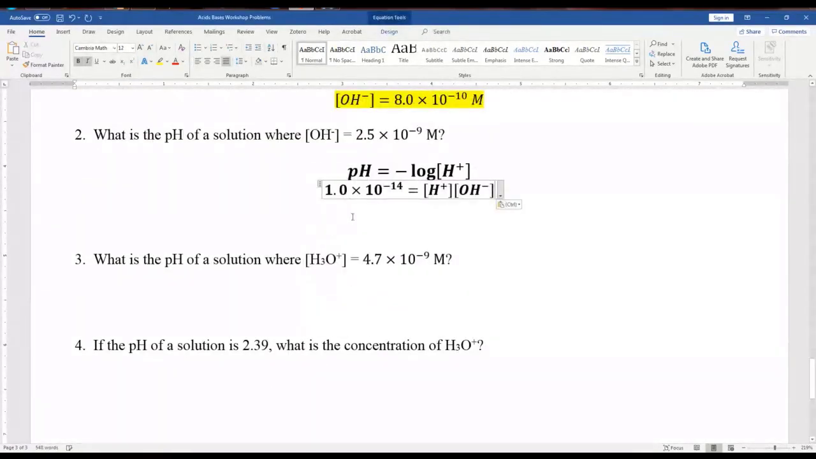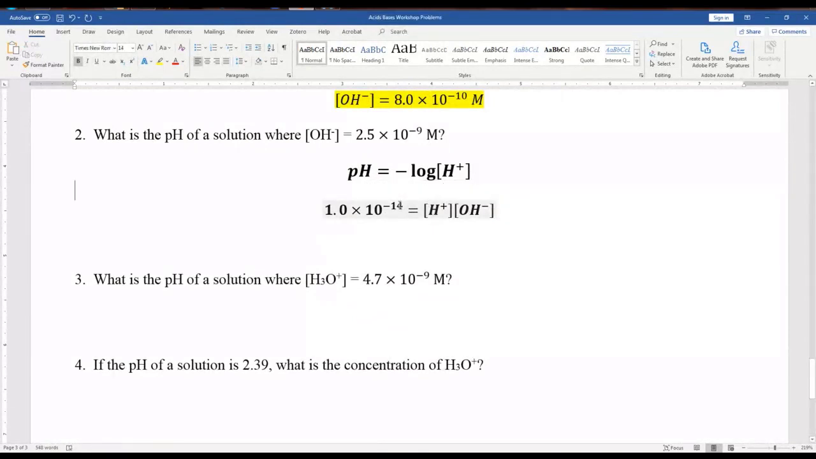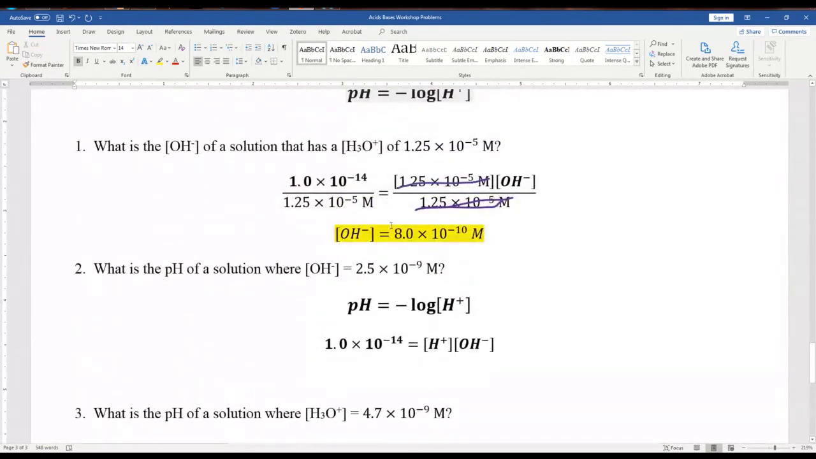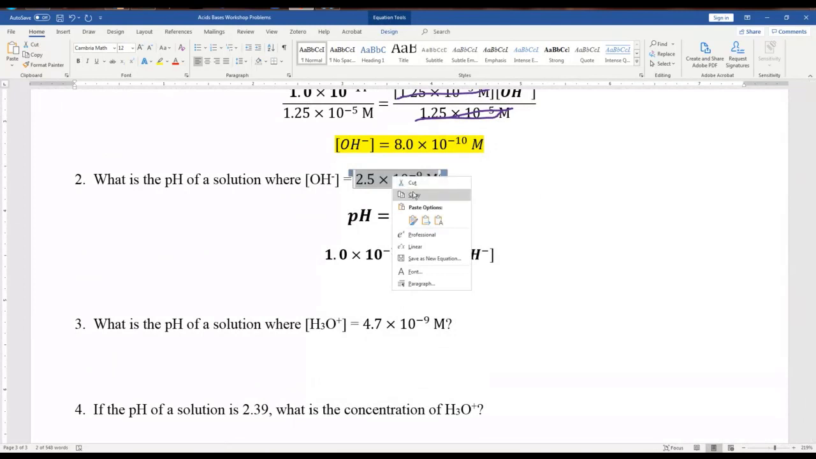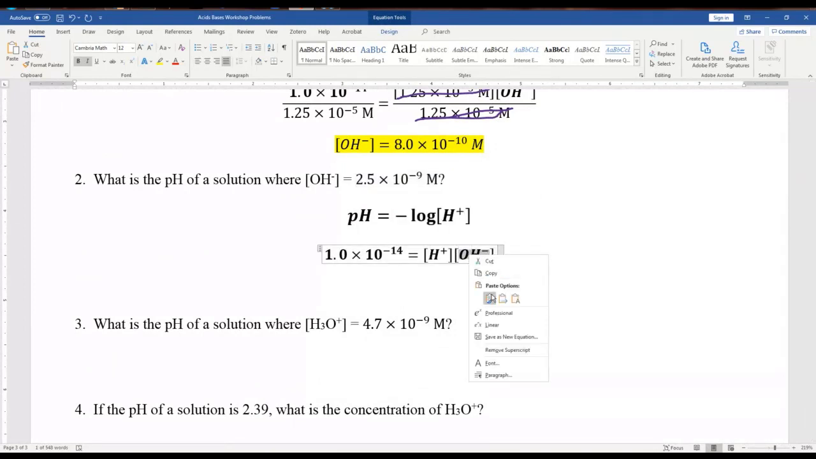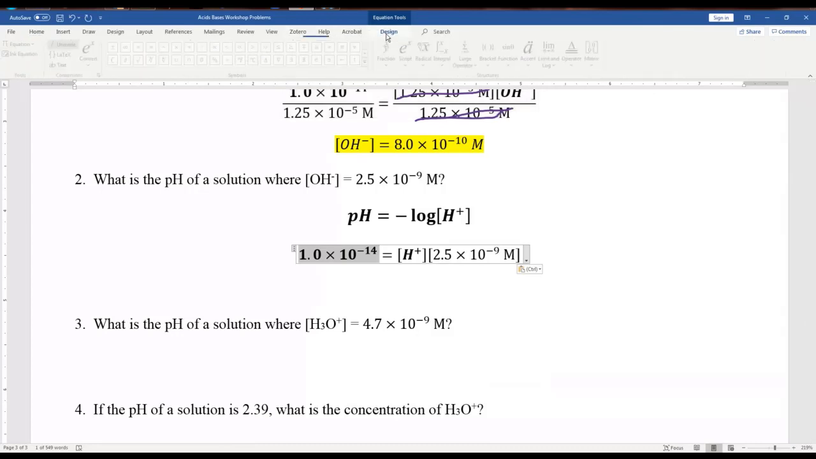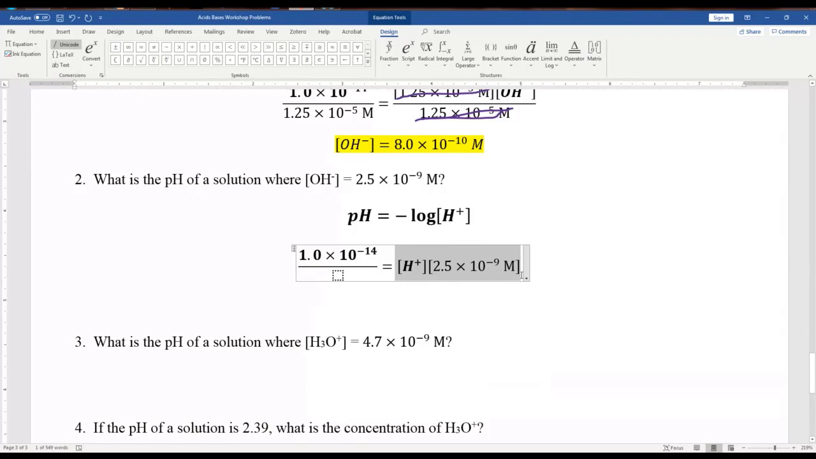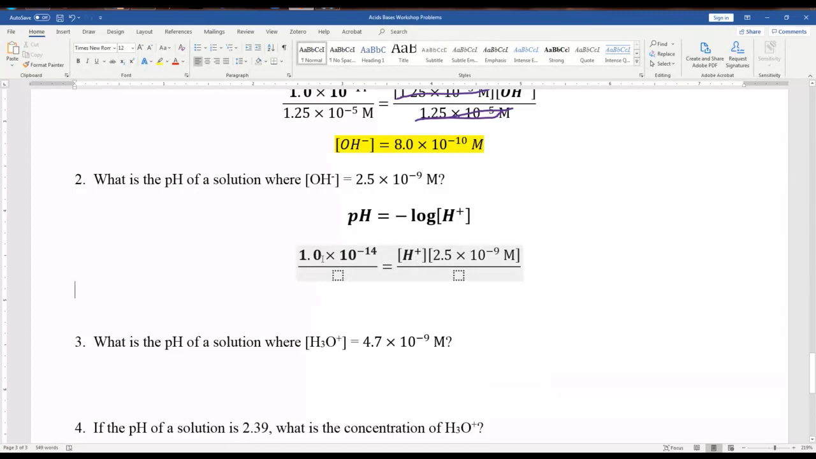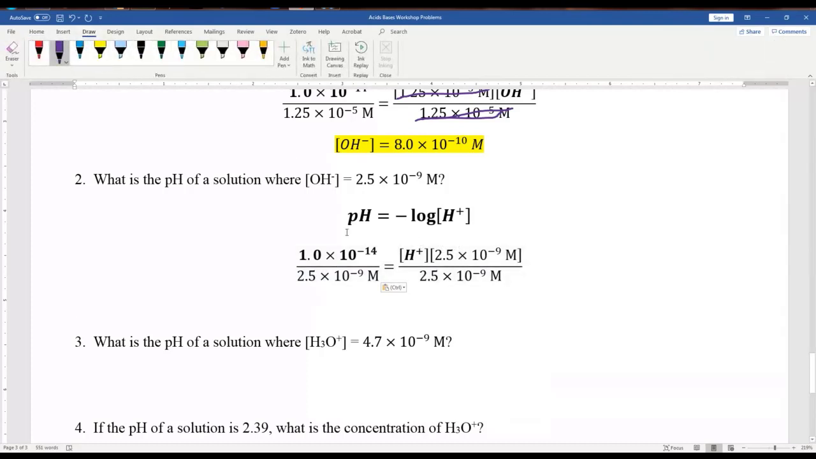So we're going to do a similar problem to the one that we just did. The difference is that in the previous one, we were given the H3O plus. In this case, we're given the OH minus. So I'm going to take my OH minus and substitute it in here, and then divide both sides by 2.5 times 10 to the negative 9. That's going to cancel this out, and then I'm going to get my answer.